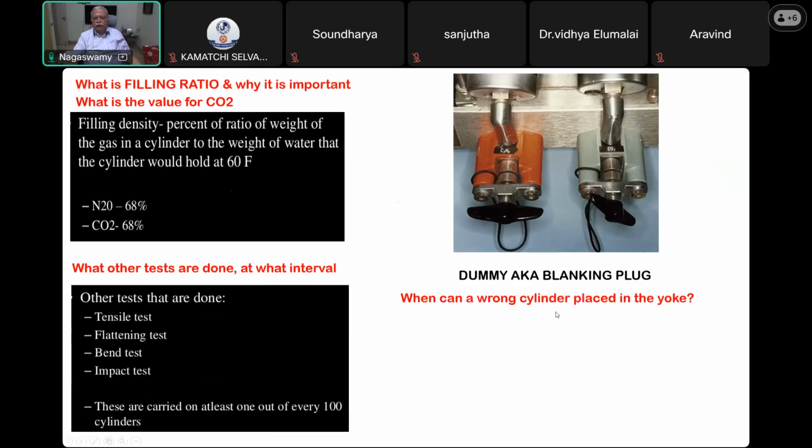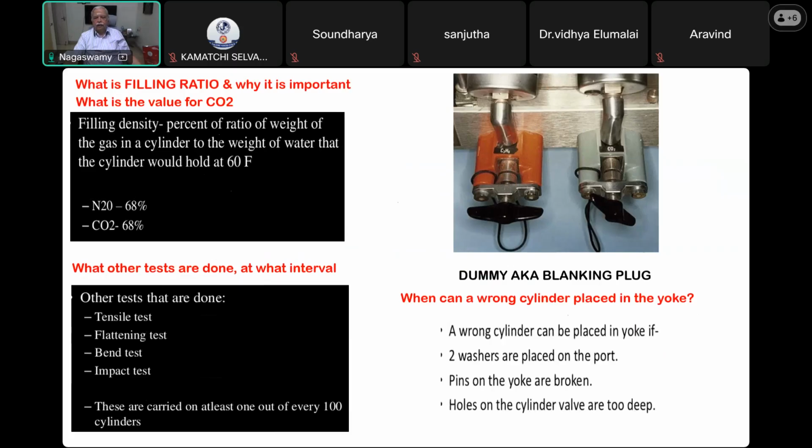And when can a wrong cylinder be placed in the yoke? You can have more than one bodok seal, and you can tighten it and prevent a leak. Very good. Anything else? If the pins are broken or the holes are too deep, then also you can fix a wrong cylinder. So a wrong cylinder may be placed with 2 washers or bodok seals, if the pins on the yoke are broken, or if the holes in the cylinder are too deep.